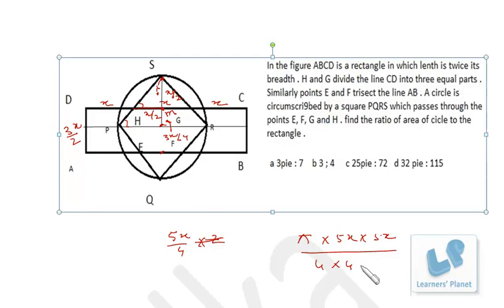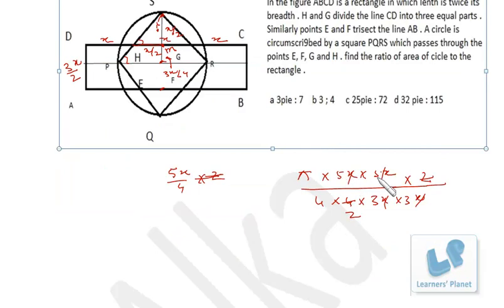And the area of rectangle is 3x into 3x by 2. Right? Cancel x, 2, 2. So this is 5 into 5, 25 pi, by 3 3s are 9, 9 8s are 72. So 25 is to 72. That is the ratio of area of circle to rectangle.